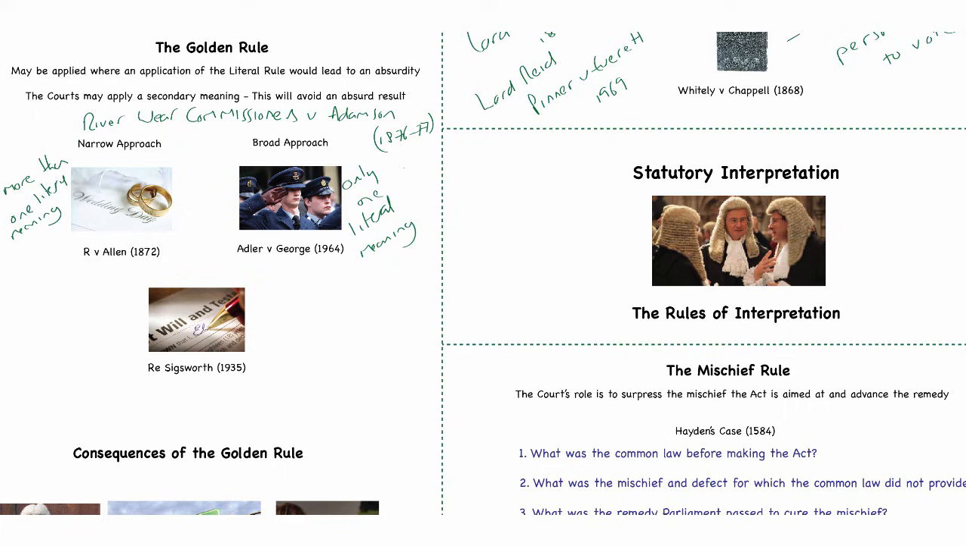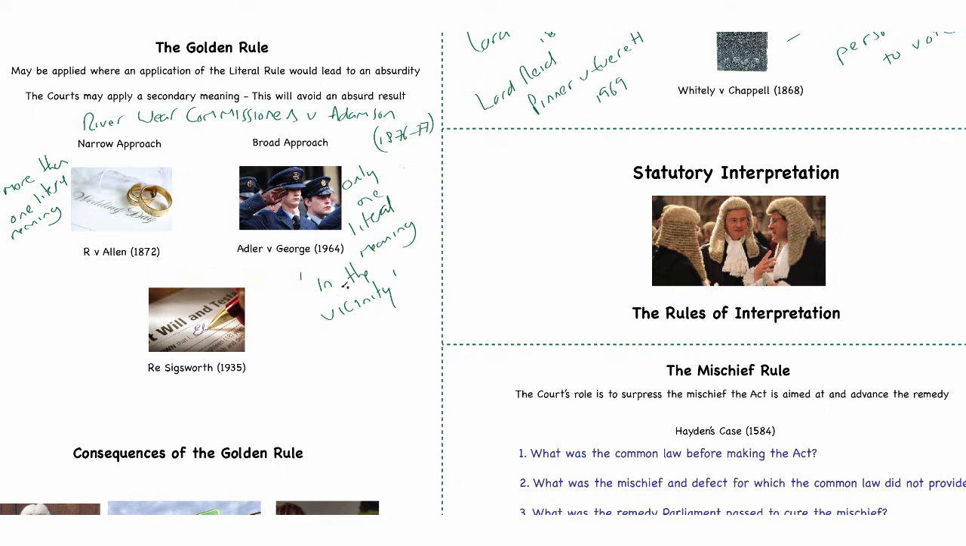In Adler versus George, under the Official Secrets Act 1920, it was an offence to obstruct a member of the armed forces in the vicinity of a prohibited place. So let's look at these words, in the vicinity. The defendant was actually in the prohibited place, rather than in the vicinity at the time of the obstruction. If you apply the literal meaning, being in the place is not in the vicinity. In the vicinity means outside it but close to it, in the area.